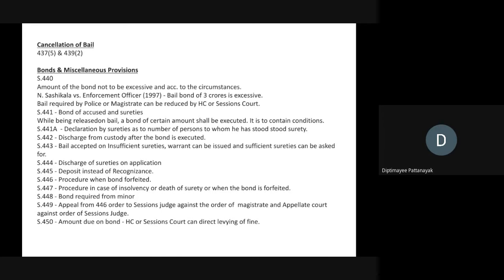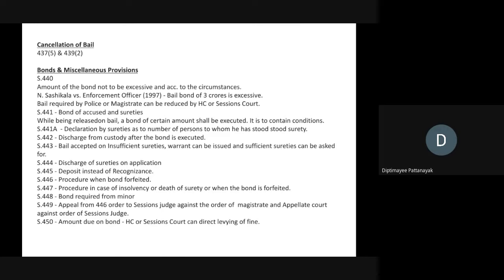Section 443 says that if bail is accepted on insufficient sureties, then a warrant can be issued and sufficient sureties can be asked for again. Section 444 deals with discharge of sureties on application. That means if the sureties who have stood for the person released on bail apply that they do not want to stay as sureties anymore, they can be discharged, and fresh sureties can be put in their place.